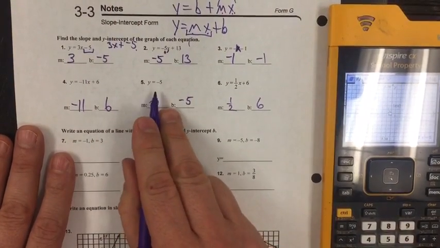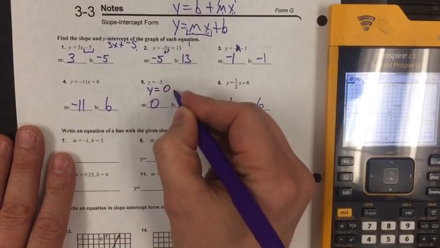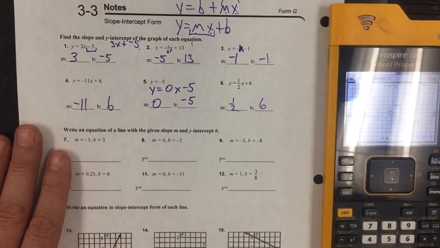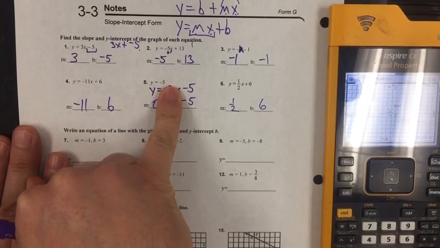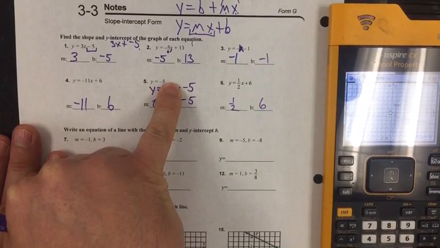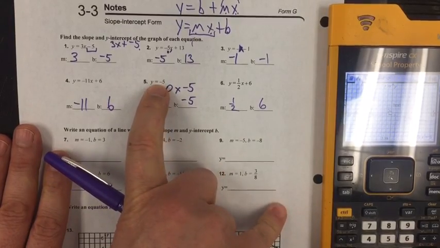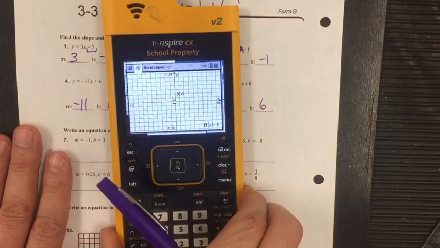So basically, if you had to write it all out, it would be y equals 0x minus 5. But we know that 0 times anything goes away. So you end up with y equals negative 5. Make sense? So if you're ever in doubt and you're able to put it in the calculator screen, just do that and you can take a look at it. And that'll give you an idea.